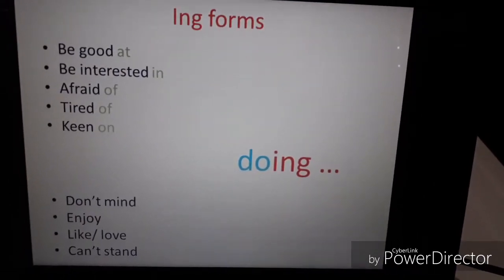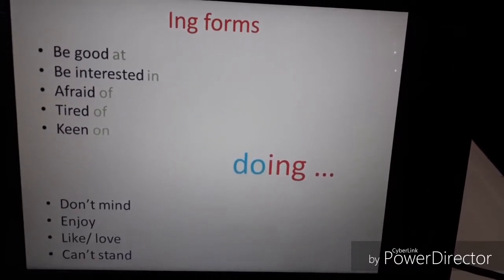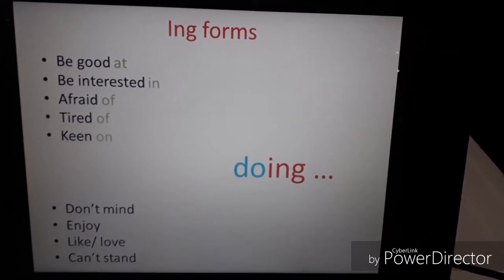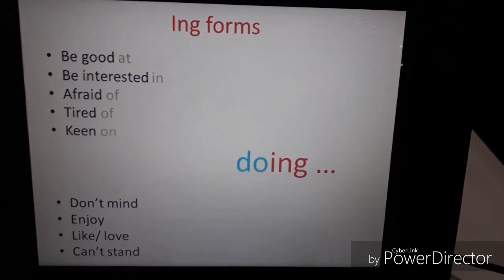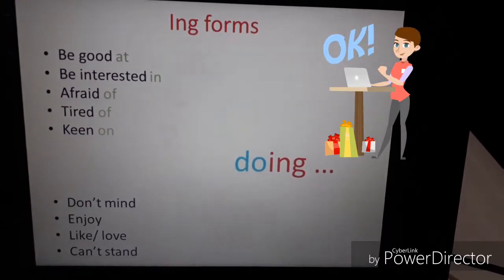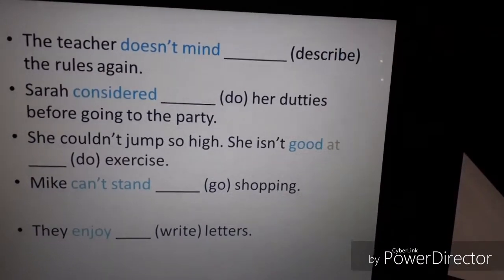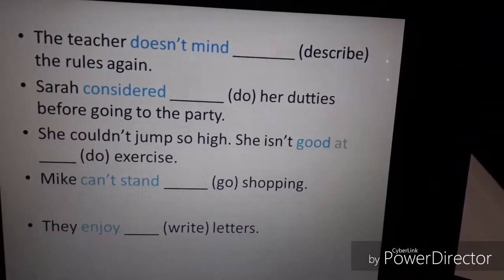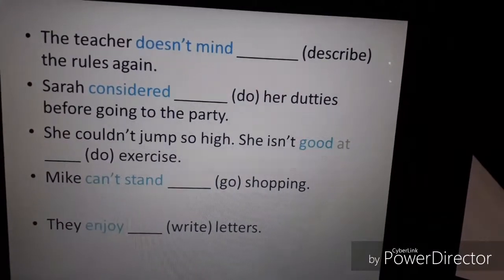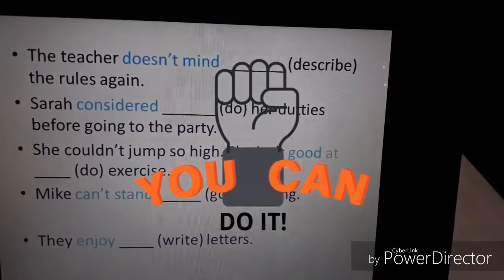And the other way is when we have some verbs like don't mind, enjoy, like, love, can't stand. When we have those verbs and we need to use another verb, obligatory it has to be with ing. So don't mind doing, enjoy doing, like doing, love doing, can't stand doing. So we have here some exercises to practice the ing form. So it's very simple. You just need to put the verb with ing, and that's it. Let's see how you do it.